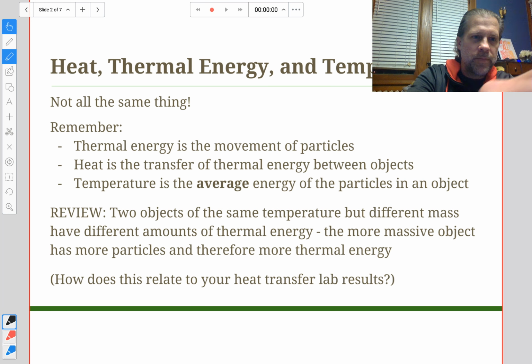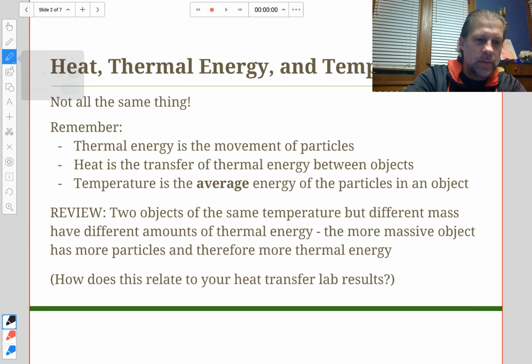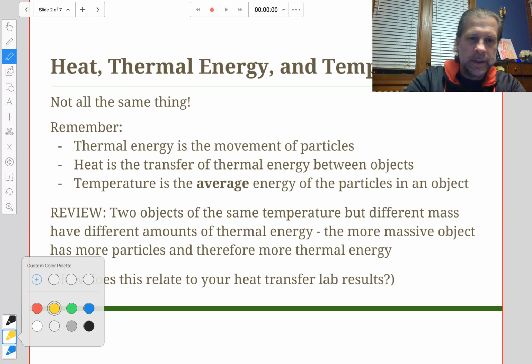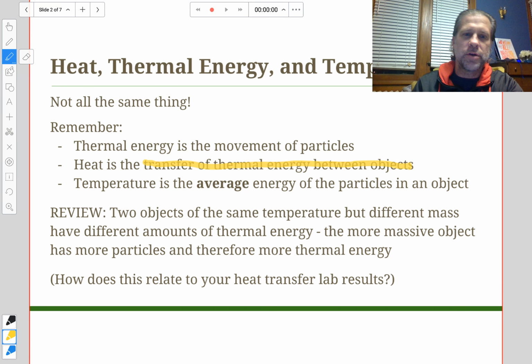You need to remember that heat is a transfer. It's a transfer of thermal energy between objects. Make sure you write that down.